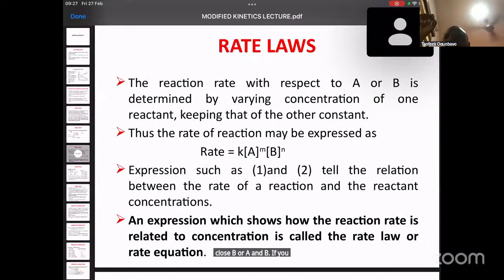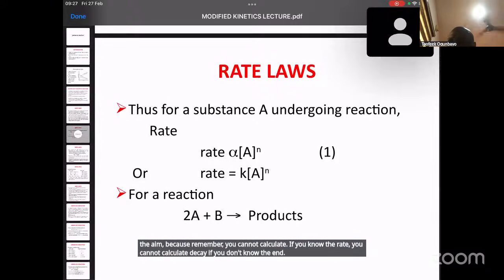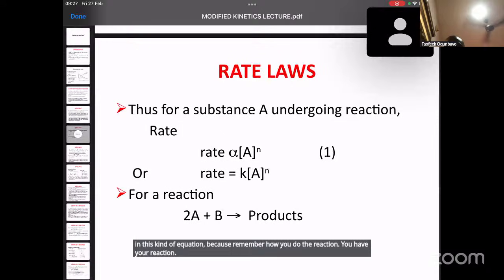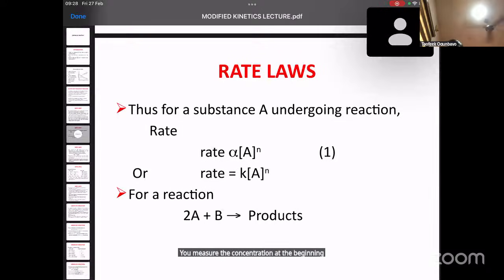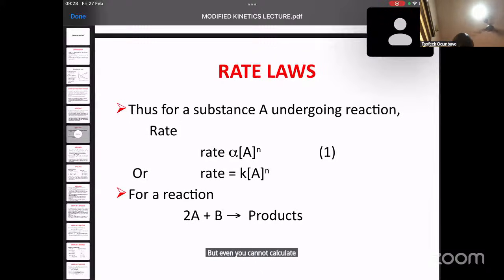there are two reactants here, A plus B, or A and B. If you want to determine the M, because remember, if you know the rate, you cannot calculate the K if you don't know the N. More often than not, in this kind of reaction, you can just estimate your rate from concentration divided by time. That will give you your rate. Because remember, how you do the reaction, you measure the concentration at the beginning, maybe after 1 minute, you measure the concentration, after 4 minutes, you measure the concentration, and so on. So change in concentration divided by change in time will give you your rate. But you cannot calculate your K if you don't know your N.